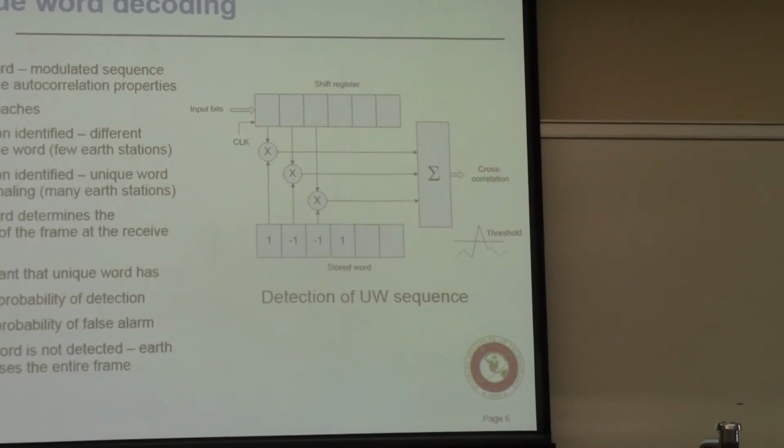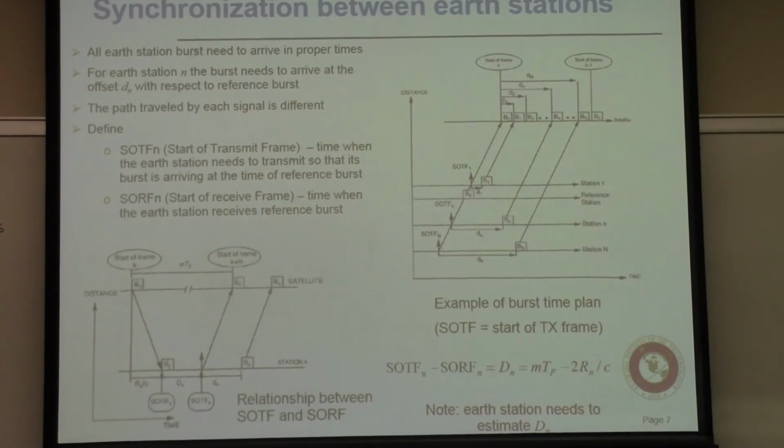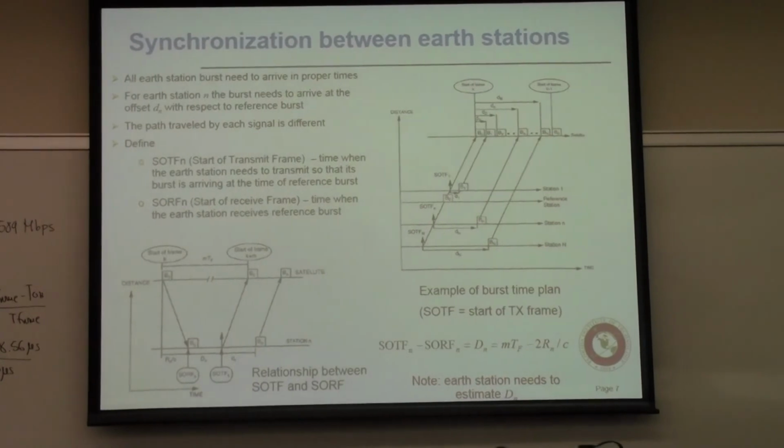Go ahead. So, but how do the Earth stations tell what time slots are actually free? If the Earth stations are talking to the satellite, how do they know where to actually send the data to?